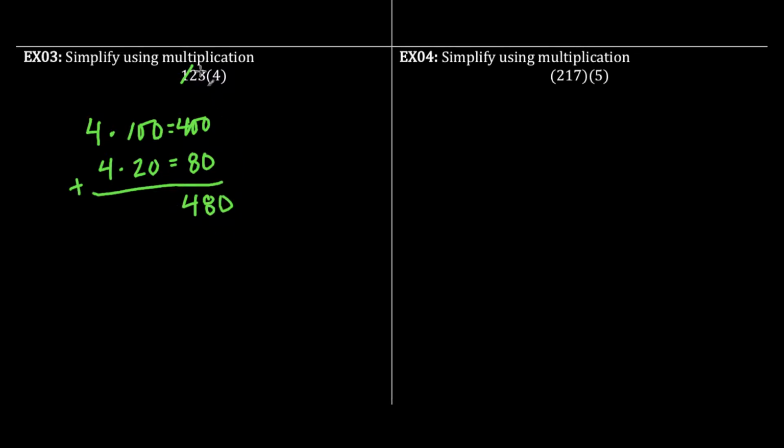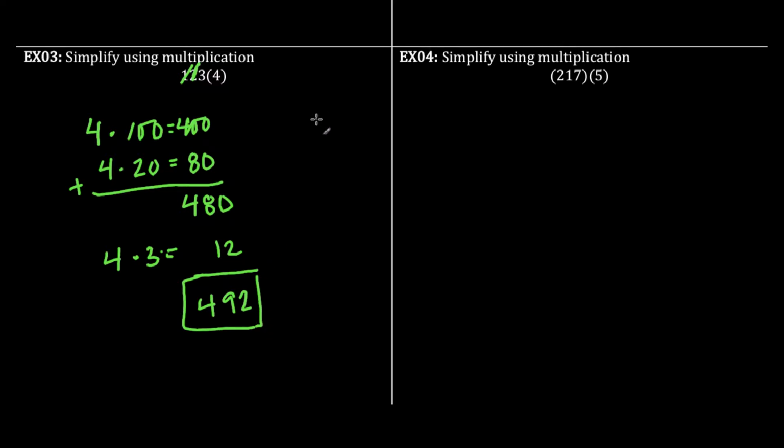Okay, but I still need to do this 4 times 3, and I get 12. And then let me line these up for you. 4 times 3 is 12, and I get 492. Now let's just do that the old-fashioned way, the traditional way.